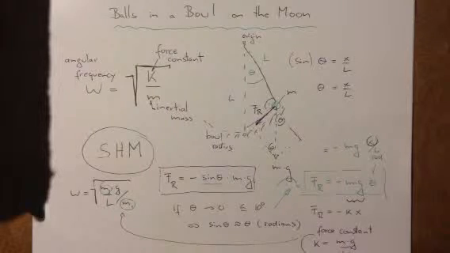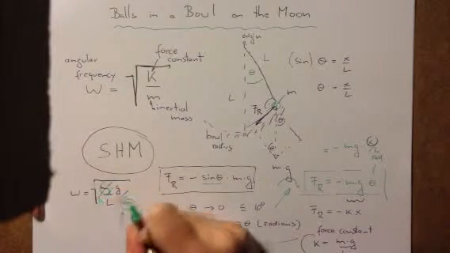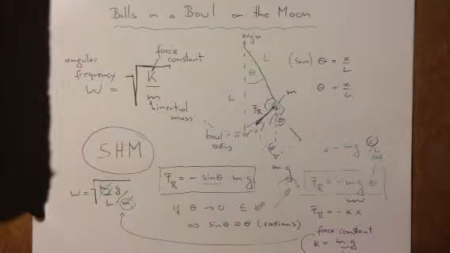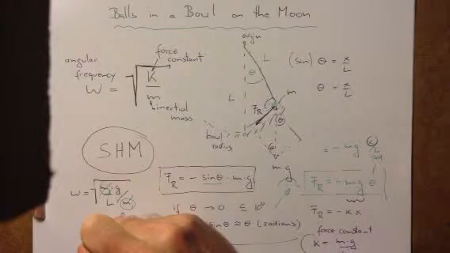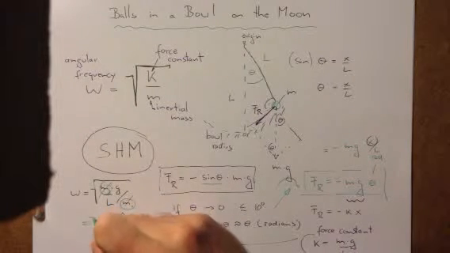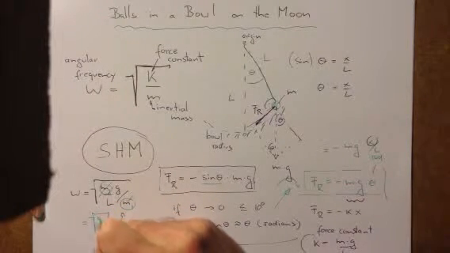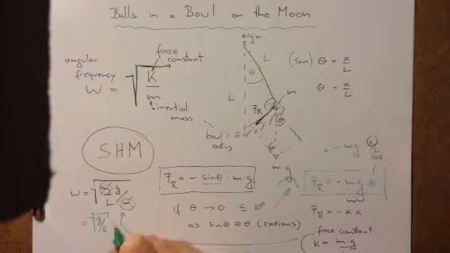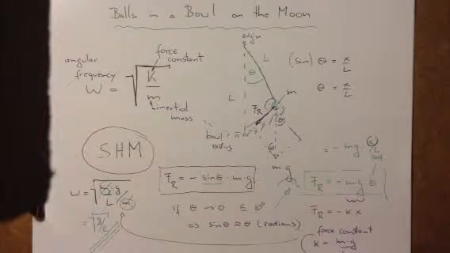However, because of the equivalence of mass introduced by Newton, we can now cancel one with the other, and we obtain that the angular frequency of a ball in a ball is equal to the square root of g divided by L. That is a very important result.